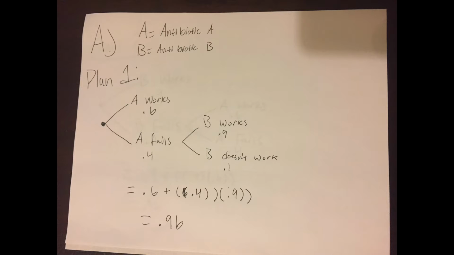For Plan 1, you're going to want to make a tree chart. The tree chart reads that A works 60% of the time, and then A fails 40% of the time. If A fails, then B would work 90% of the time, and B would not work 10% of the time. So you take 0.6 and you add that to 0.4 times 0.9, and that gets you 0.96, or 96% chance that Plan 1 would work.